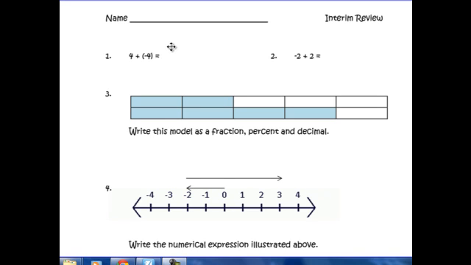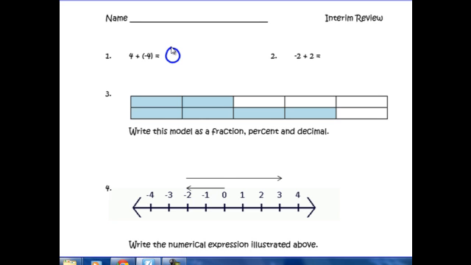Today we're going to talk about the interim review, the interim test that'll be this Friday. So just going to review some of the concepts of Chapter 2. It starts off with, number 1, with additive inverses, or adding opposites. And when we add opposites, we learned in the integer card game that the sum is 0.